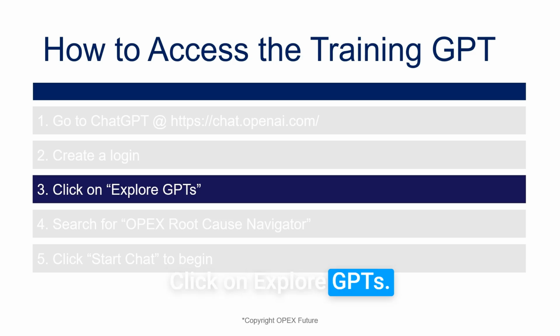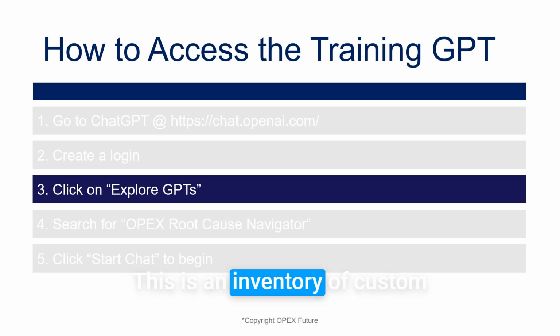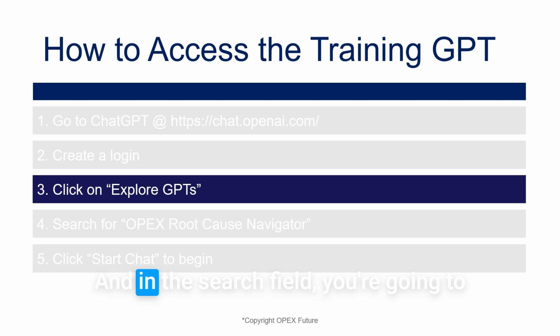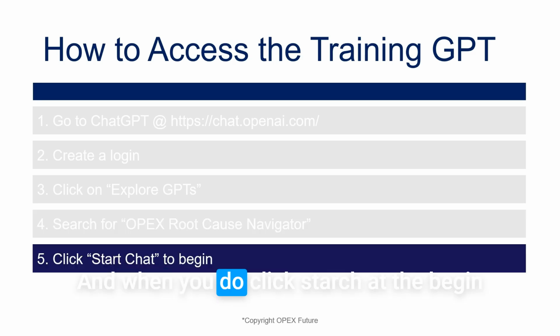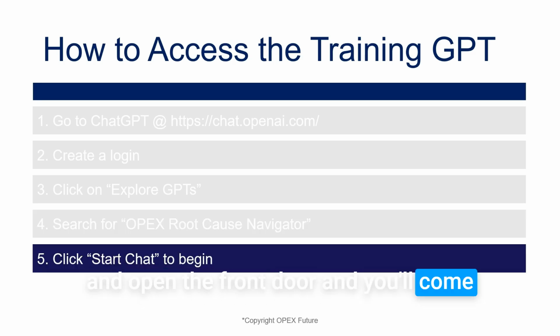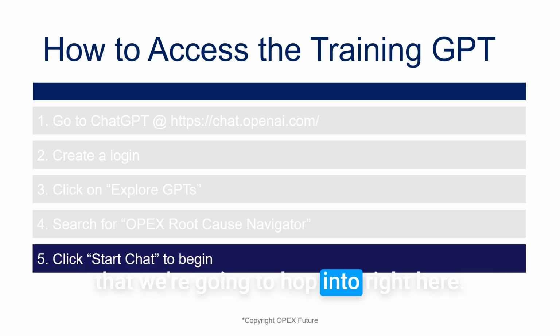Click on Explore GPTs. This is an inventory of custom created GPTs that exist out there. And in the search field, you're going to search for OPEX Root Cause Navigator. That's when you'll step into my world. And when you do, click Start Chat to begin and open the front door, and you'll come into the OPEX Future Root Cause Navigator that we're going to hop into right here.